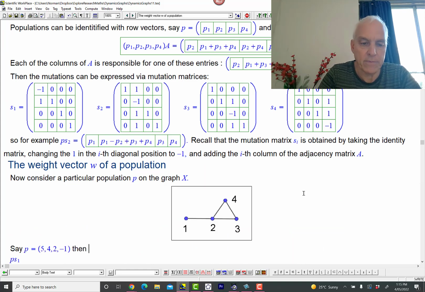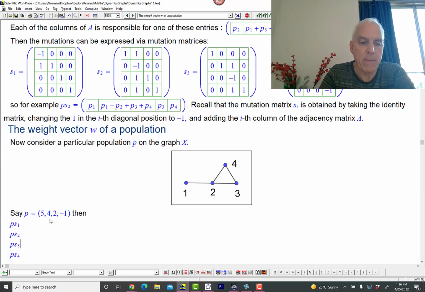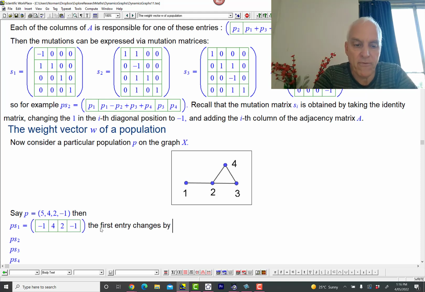Okay, there's our graph. So we have a population 5, 4, 2, minus 1. There's 5 at this vertex, 4 at this vertex, 2 at this vertex, and minus 1 at this vertex. So let's copy that, so now the computer knows what P is. How much did it change? Well, it went from 5 to minus 1, so altogether the change is minus 6.